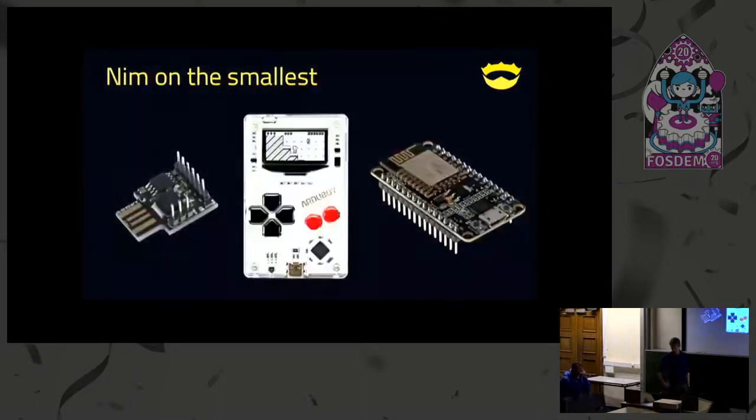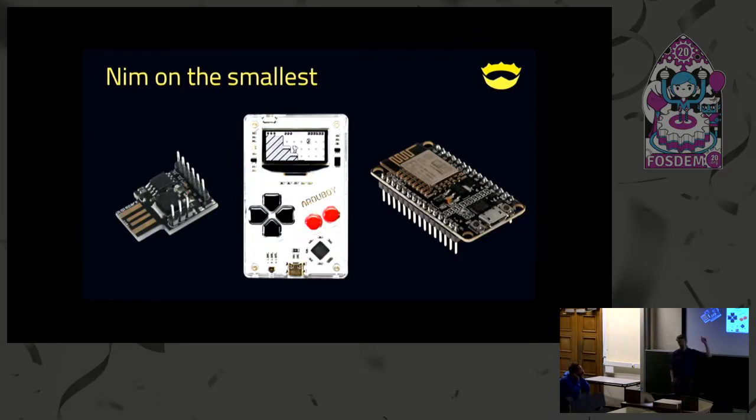So what we're actually here to talk about, NIM on everything. Let's start with the smallest. These are all things you can program with the Arduino IDE. This one is a DigiSpark. It has 4 kilobytes of accessible memory, or it has 6, but 2 of those are used for the bootloader. And NIM runs on that.